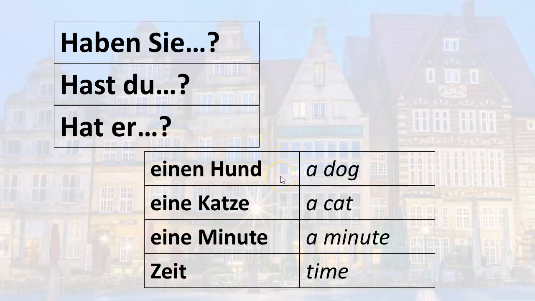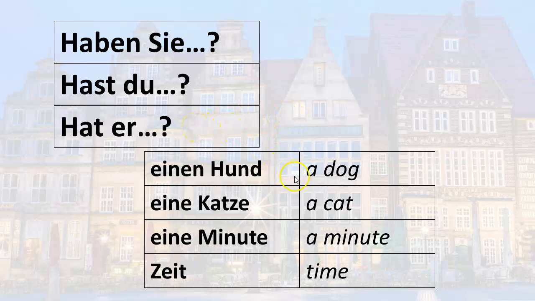Hast du einen Hund? Do you have a cat? Hast du eine Katze? Do you have a minute? Hast du eine Minute? Do you have time? Hast du Zeit? Does he have?